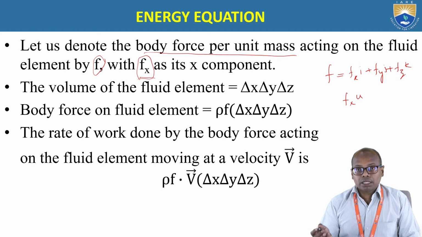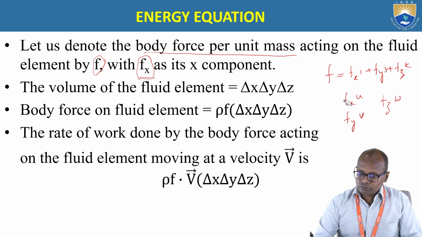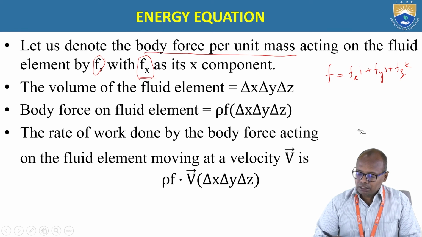Now if I consider Fy, then I have to multiply with v, small v. If I consider Fz, I have to multiply with w. Now the total is Fx into u plus Fy into v plus Fz into w. Now how will we get this?